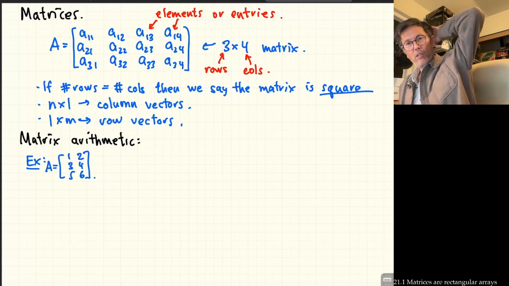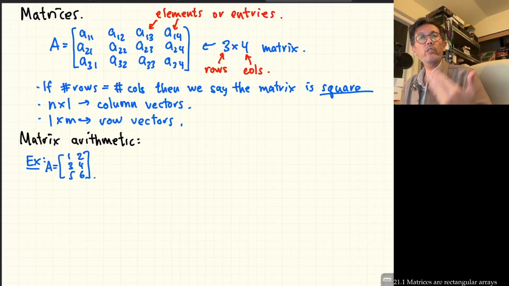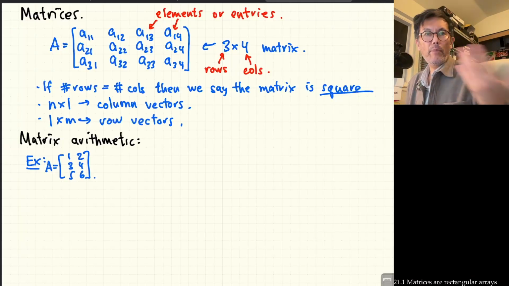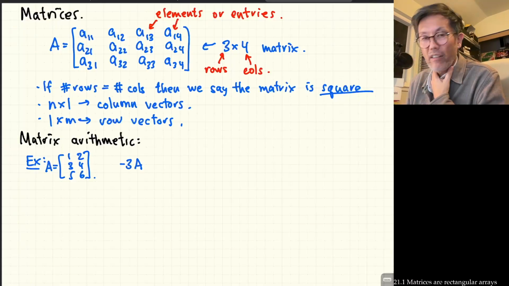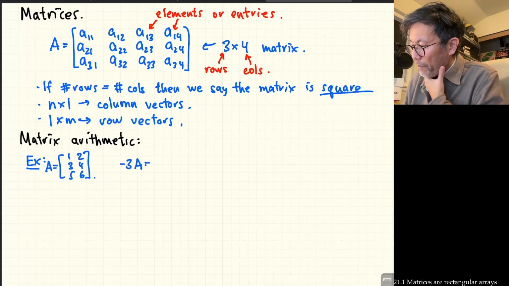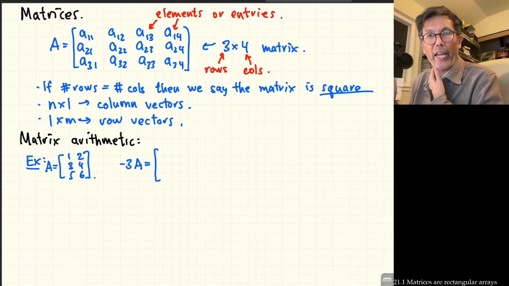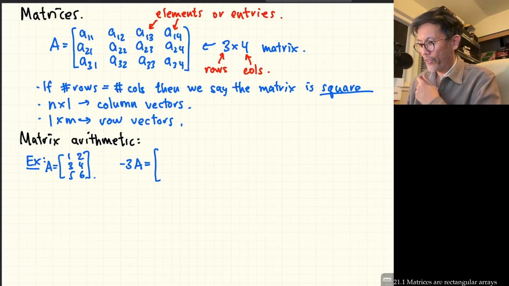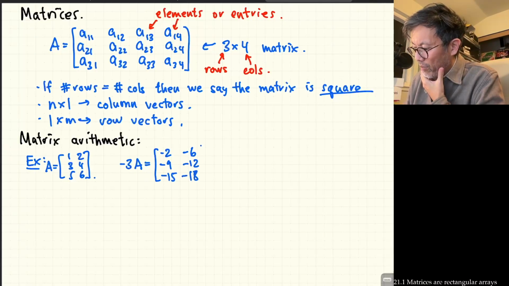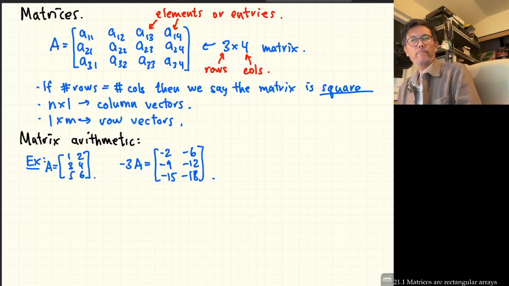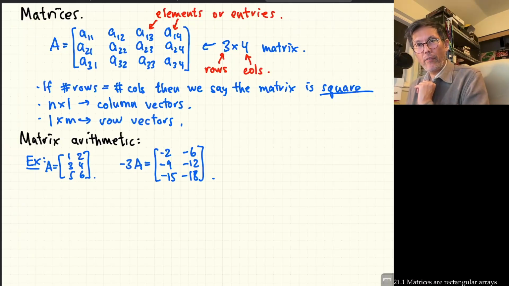Then, of course, what I can do is multiply A, this matrix, by some number. For example, I could multiply it by -3. And what this means is I'm going to multiply every entry of A by -3. So I get -3, -6, -9, -12, -15, and -18. Hopefully that's clear. So if that's my A, then that's -3A.